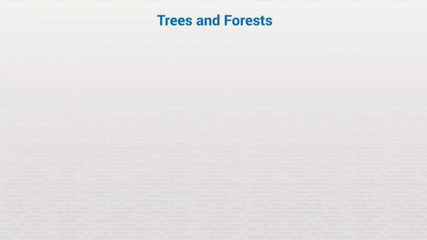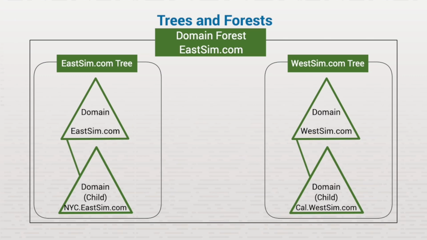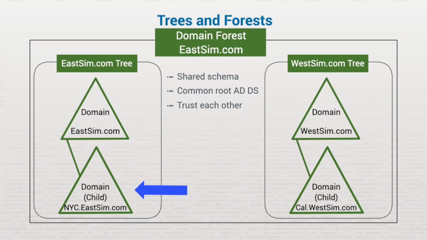If you have multiple domains, they're grouped into relationships called trees and forests. A tree is a group of related domains that share the same contiguous DNS namespace, such as eSIM.com or westsim.com. A forest is a group of related domain trees. The forest establishes the relationship between trees that have different namespaces. All trees in a forest share a schema and a common root Active Directory domain service, and they trust each other. A schema is like a template for Active Directory. It defines the object types and attributes of all the objects created in Active Directory domain services. In this example, the trust between trees means that a user account created on the nyc.esim.com domain controller allows that user access to resources throughout the entire domain forest.